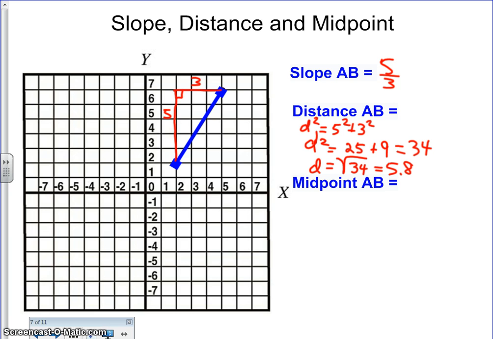Finally, we're going to find the midpoint. The midpoint is the one where we always have to know the coordinates of the endpoints. This endpoint right here is over 2, up 2.